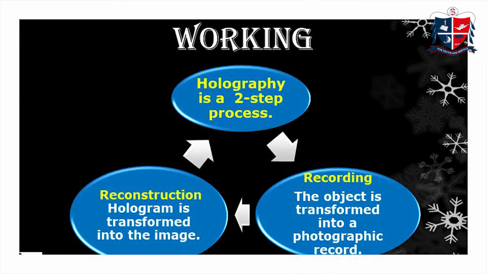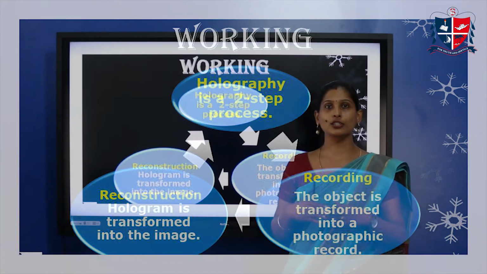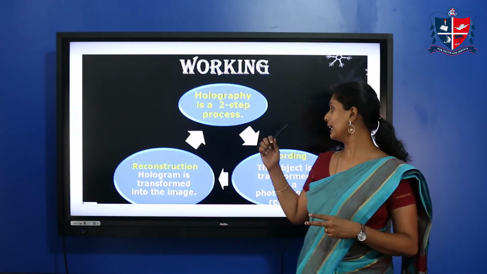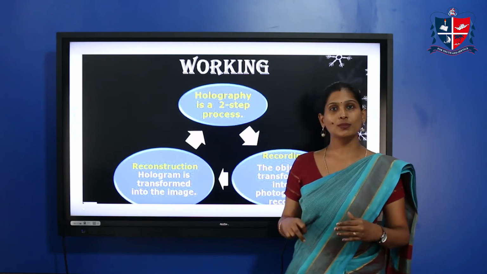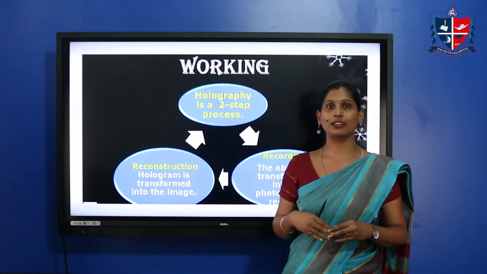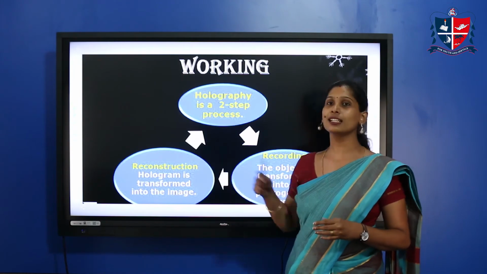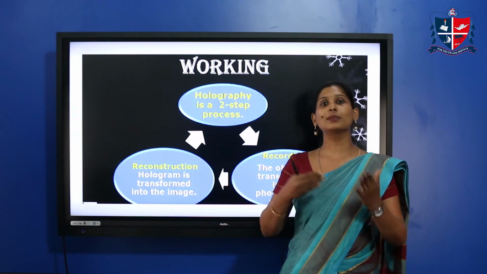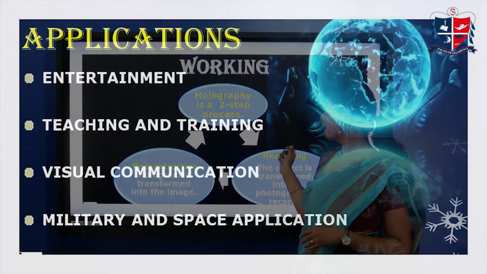Thus, we can say that a holographic process consists of two steps. The first step is the recording process, where the object is transformed into the photographic plate, and the second step is the reconstruction process, where the hologram is transformed into the image.